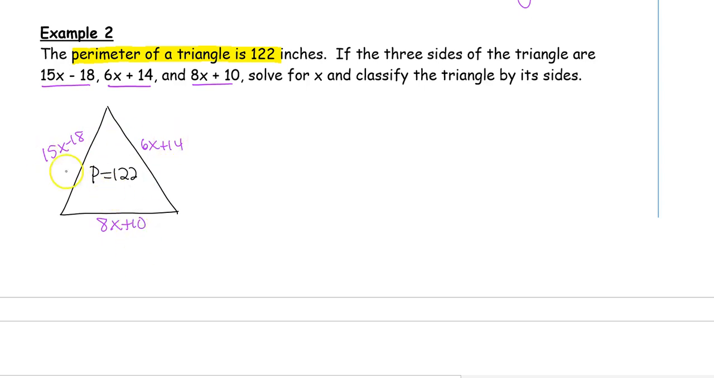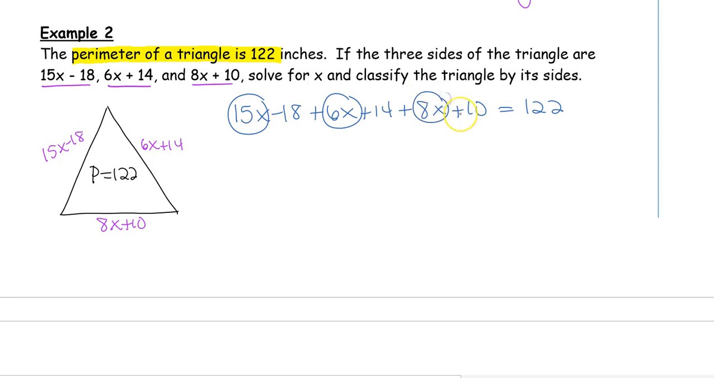We just said to find the perimeter, we add up all three sides. So we're going to add up all of them. 15x minus 18 plus 6x plus 14 plus 8x plus 10 equals that perimeter of 122. From here, we're going to combine like terms. So 15 plus 6 plus 8 is going to give us 29x. Negative 18, positive 14, positive 10 gives us a positive 6. We just simplified the left-hand side.